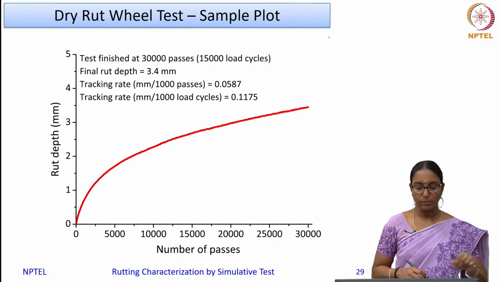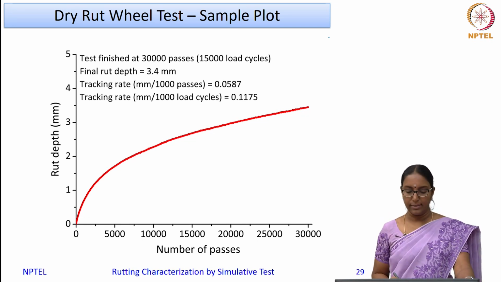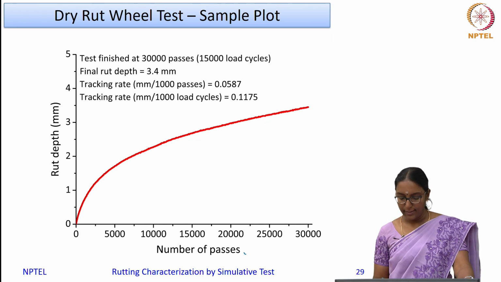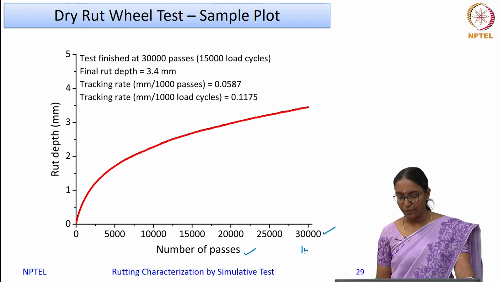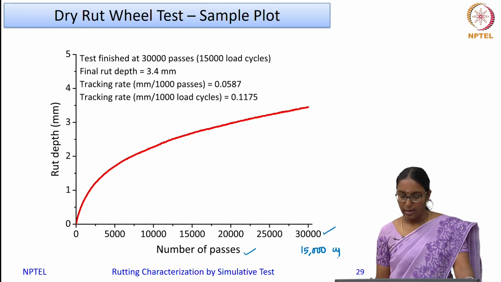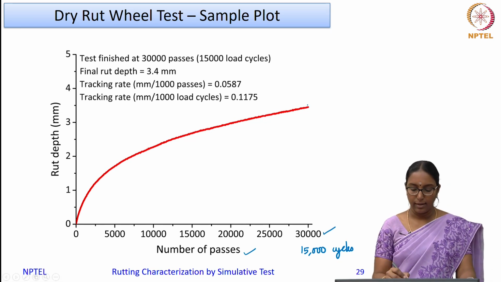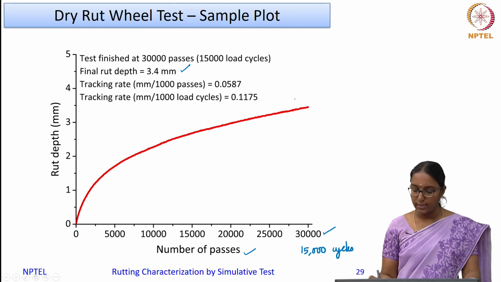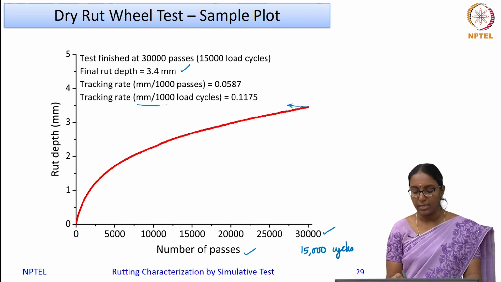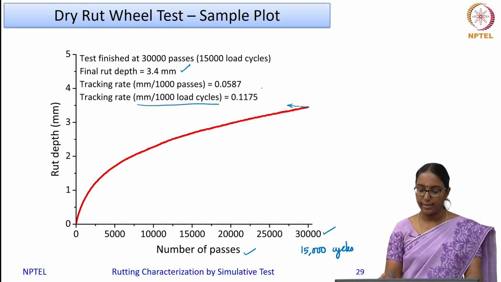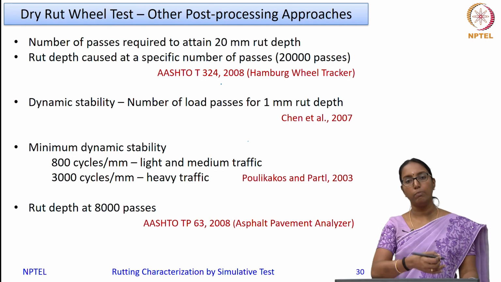specimens. Now this is a sample plot of the rut depth versus number of passes. As you can see here, this is the number of passes. So the test is continued for 30,000 passes, or you can say that this is 15,000 cycles. And you see the progression, and the final rut depth that has been reached, that is this value, is 3.4 mm, and the tracking rate in millimeter per 1000 load cycles, you got it as 0.1175. Now this is one way in which you can post-process the data.